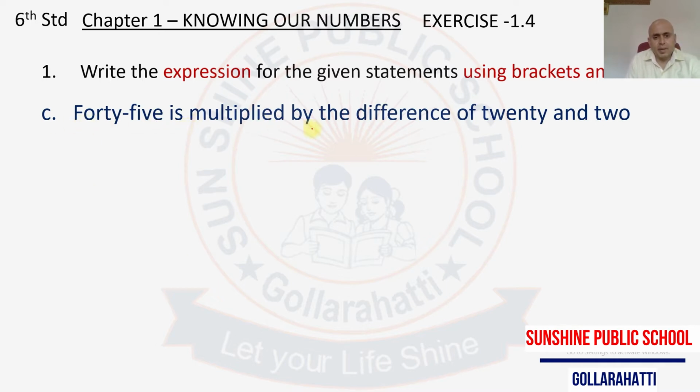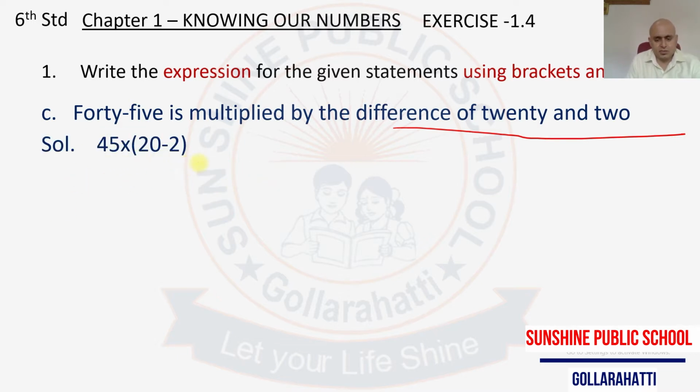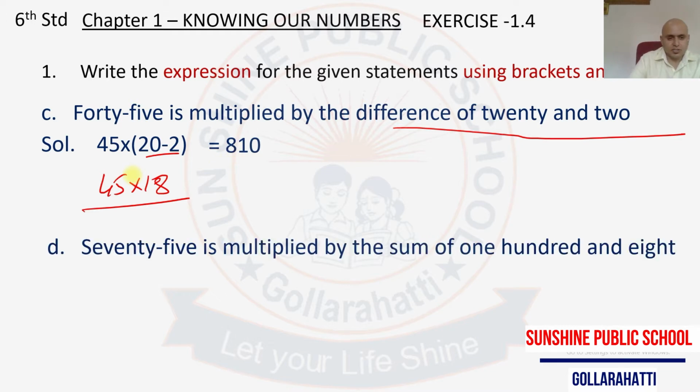45 is multiplied by the difference of 20 and 2. So I write 45 is multiplied by the difference of 20 and 2, that means 20 minus 2. Difference means minus. You have to put a bracket. So 45 into (20 minus 2) is equal to, first you have to subtract, 20 minus 2 is 18, and you have to multiply with 45. 45 into 18 gives the product 810. Okay. Next question.